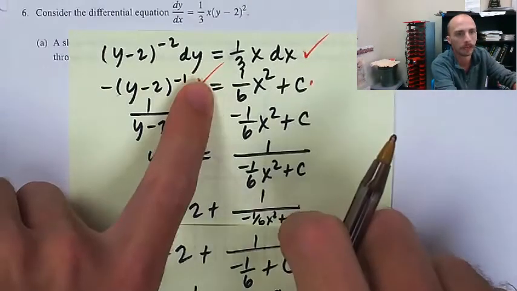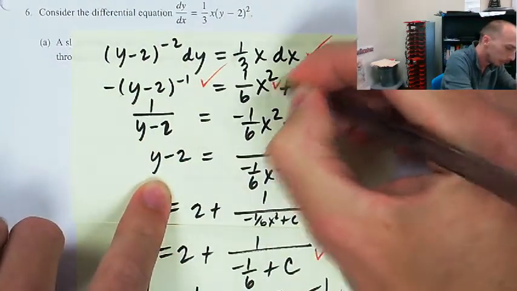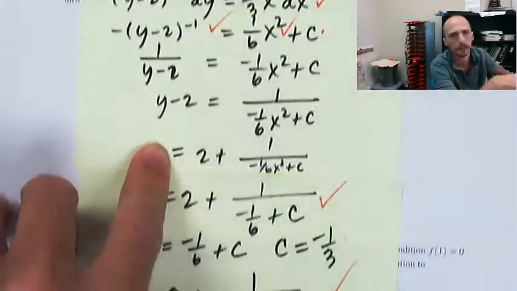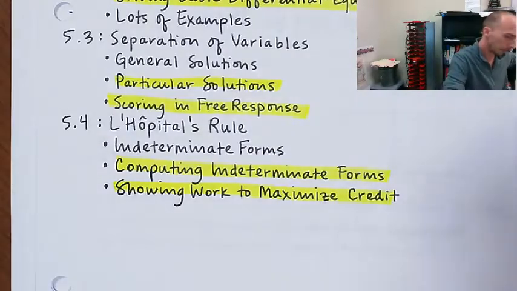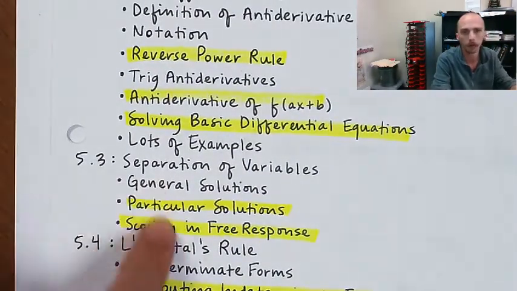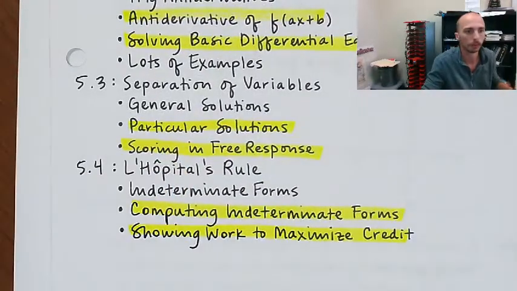Remember, 0 out of 5 if no separation of variables, and a maximum of 3 out of 5, 1 for the separation and 2 for the antiderivatives, if no constant of integration. So don't forget the plus c. You wouldn't want to do that. I think that's all I've got for separation of variables. You have particular solutions, scoring in the free response. We did one, looked at how it scored, and now let's talk about L'Hopital's rule.